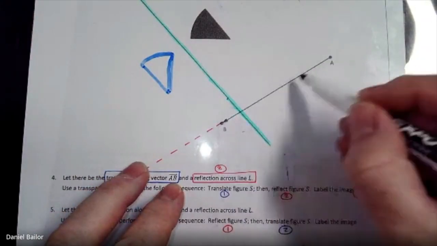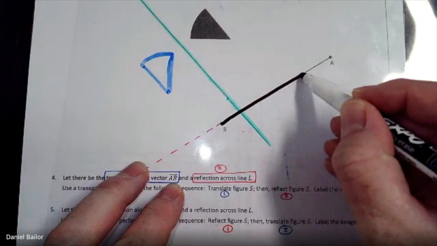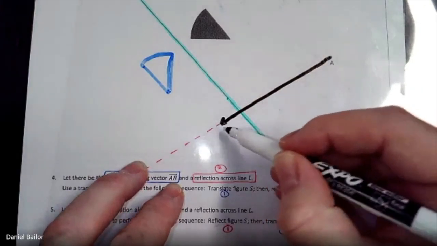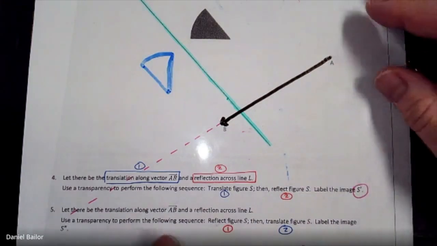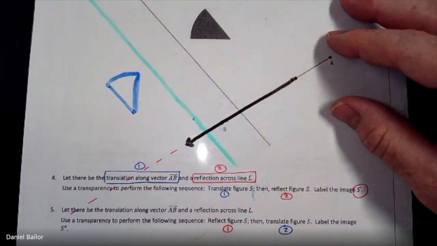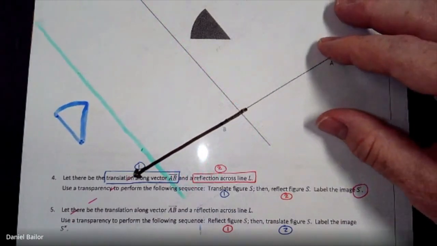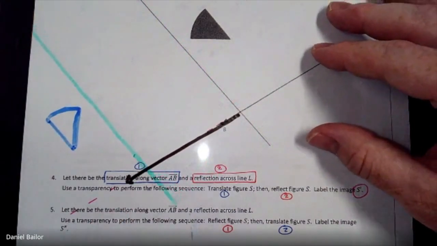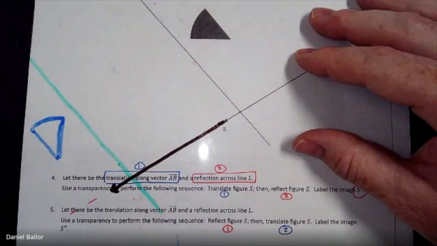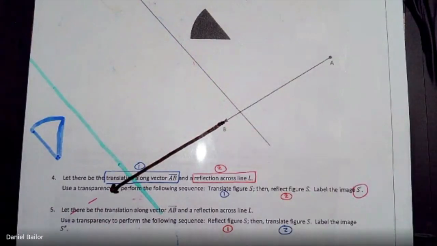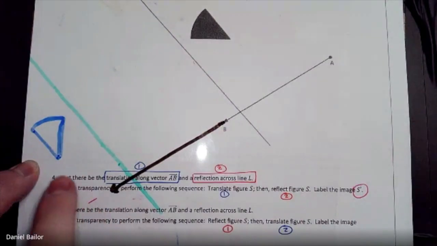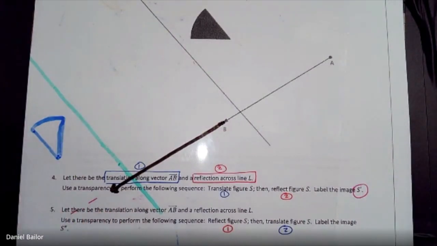So let me trace a vector AB. And let me slide my paper. Let me slide down in the direction I'm following my pink line. And that is where I stop because it's at the very end of the vector. Now I reflected and I translated. I need to sneak under my paper and I need to label the new location.